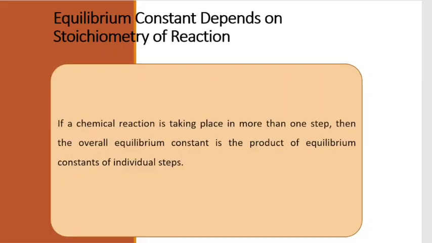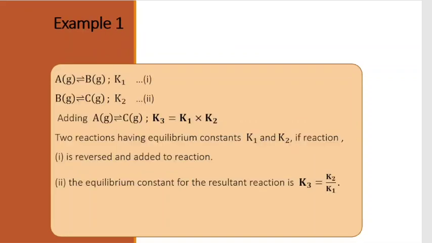Let us see the conclusions here. If a chemical reaction is taking place in more than one step, then the overall reaction equilibrium constant is the product of the equilibrium constants of individual reactions. That is what we discussed. See here. Suppose A gives B, K1, B gives C, K2. Then A gives C, how can we get A gives C? Just by adding these two. That means we have to multiply K1 and K2. Understand?